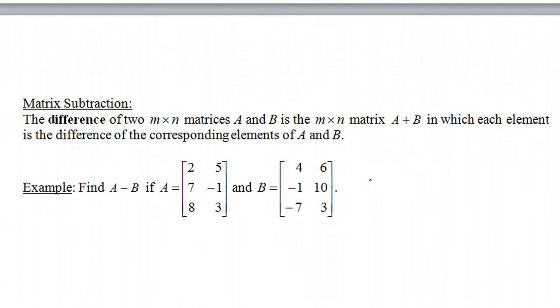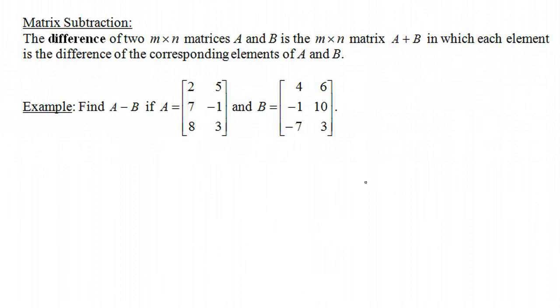Okay, and the one other thing in this video we're going to do is matrix subtraction. And you can probably kind of guess how this is going to work. The difference of two m by n matrices, or the subtraction of two m by n matrices A and B, is the m by n matrix A minus B, in which each element is the difference of the corresponding elements of A and B. So find A minus B if A is this matrix and B is this one. These are the same matrices that we had in a previous example.